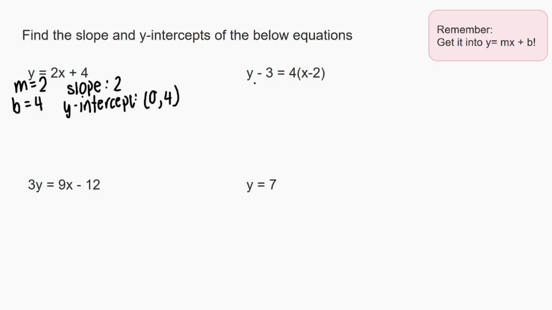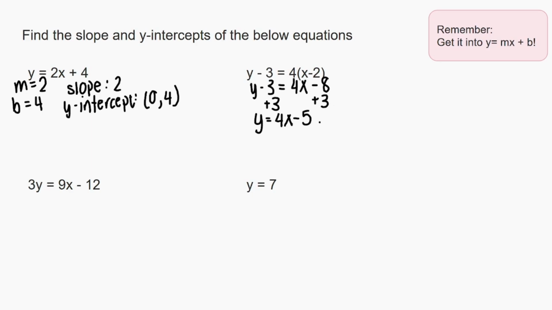Now, let's solve this question right here. It's not in slope-intercept form, so you can't easily tell what the slope and y-intercept are going to be. So let's convert it to y equals mx plus b form first. y minus 3 equals 4 times x, which is 4x, plus 4 times negative 2, which is negative 8. And then let's move this 3 over because we need to get it to y equals mx plus b. And we get y equals 4x minus 5.